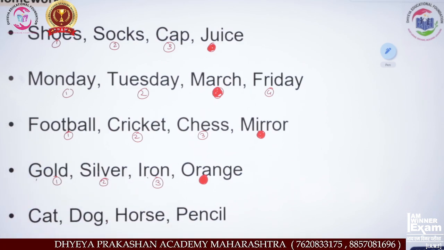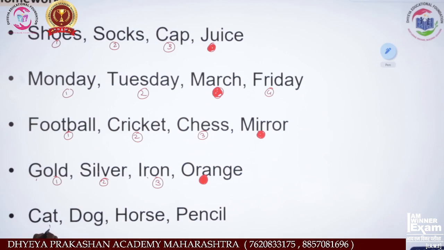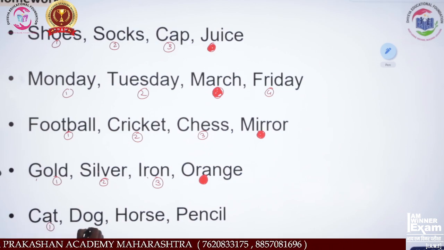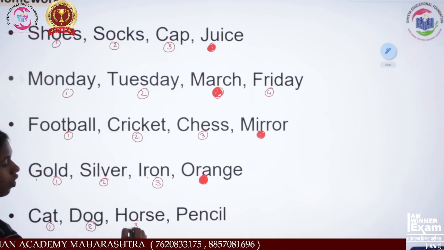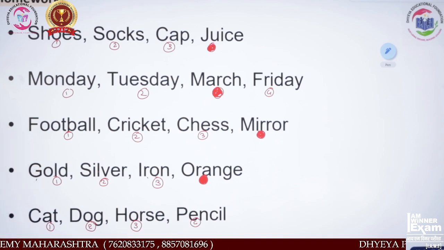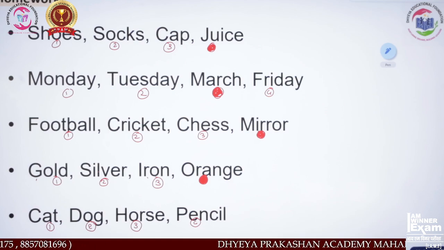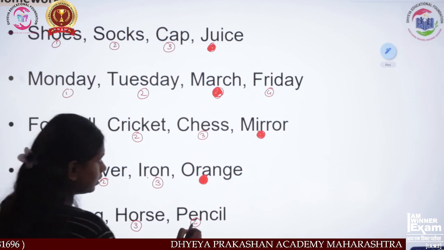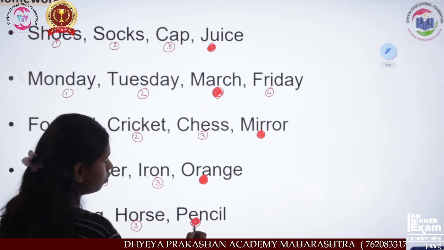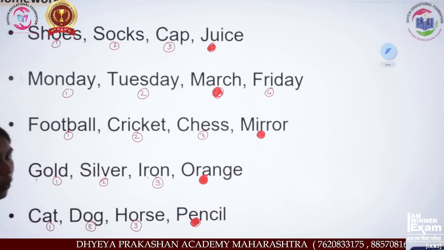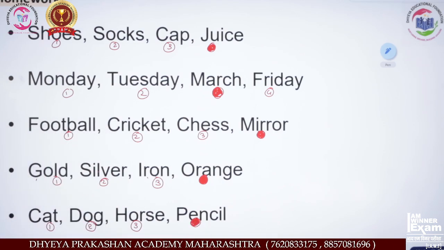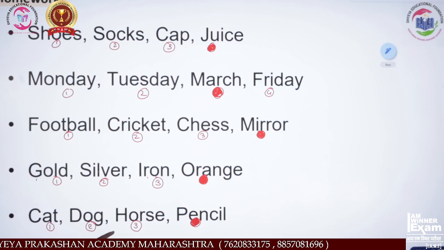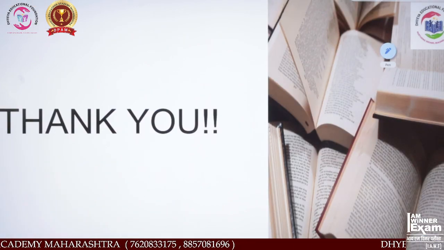Okay. The next, that is cat, dog, horse and pencil. Now which is the different? That is the pencil. Why? Because these three are animals. Pencil is not an animal. That's why pencil is the option.